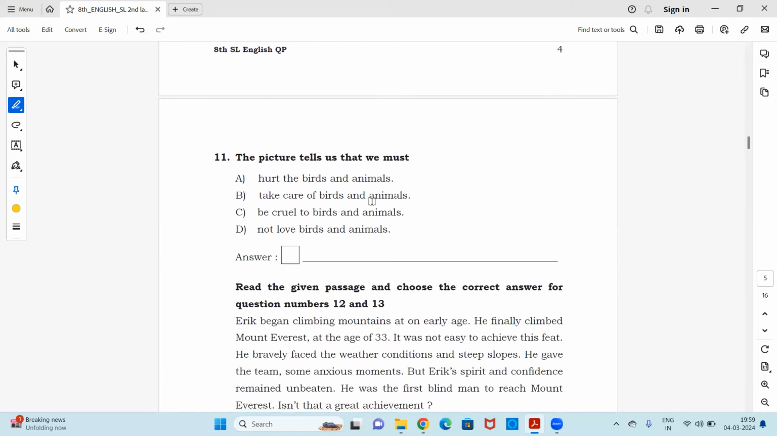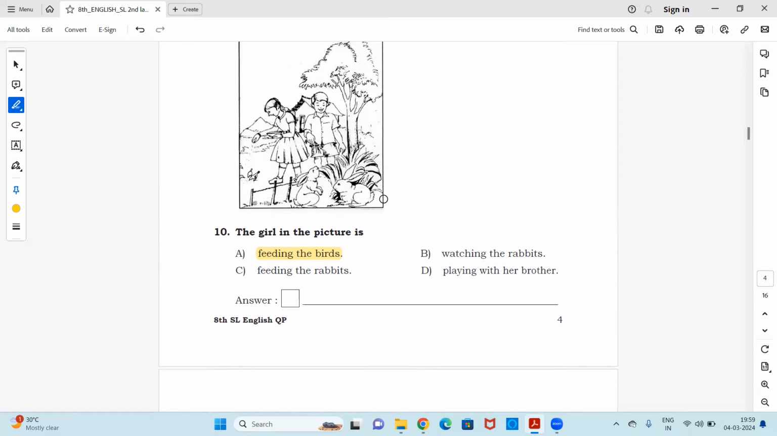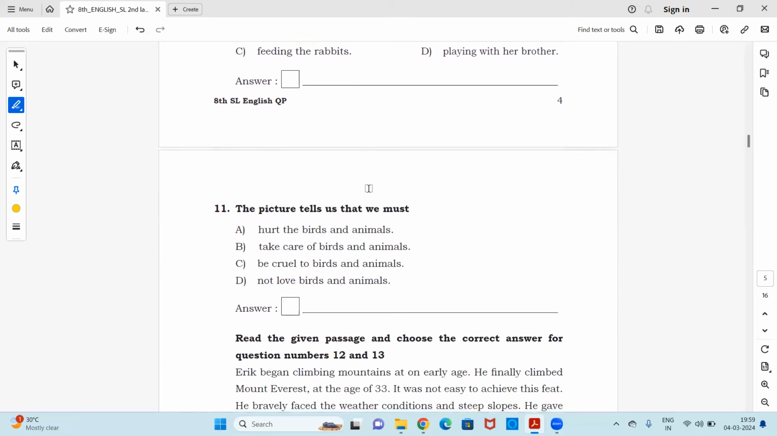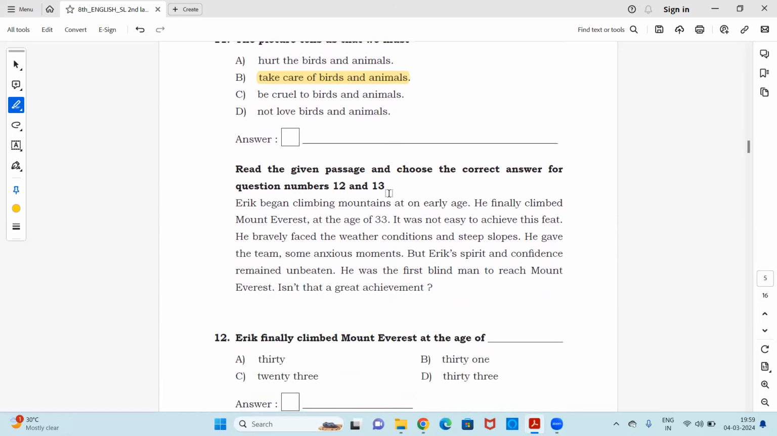Next, the picture tells us that we must hurt the burden animals, take care of burden animals, be cruel to birds and animals, or not love birds and animals. So, of course, you get to know that you have to take care of birds and animals if you see from this picture, right? So, the answer will be option B, take care of birds and animals.